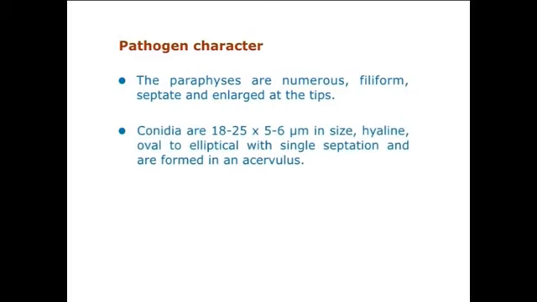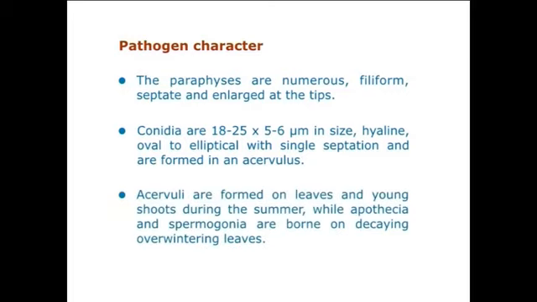Conidia are 18 to 25 by 5 to 6 micrometer in size, hyaline, oval to elliptical with single septation, and are formed in an acervulus. Acervuli are formed on leaves and young shoots during the summer, while apothecia and spermogonia are borne on decaying overwintering leaves. This is about the character of this pathogen.